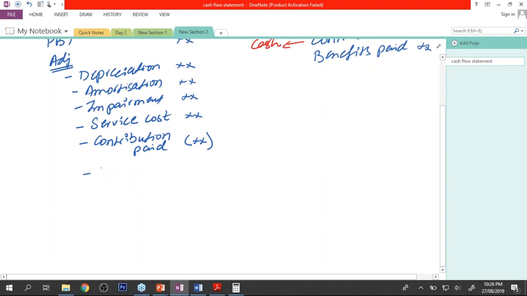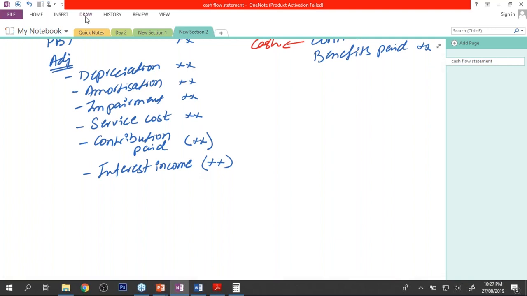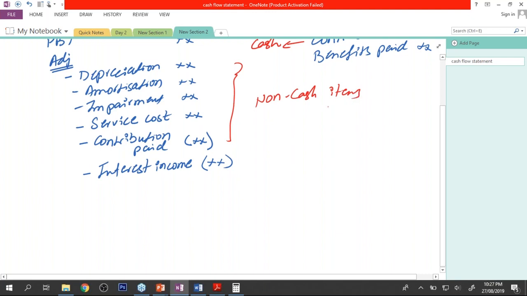Similarly, interest income or a dividend income would obviously be in the cash form. But the problem is that we want cash flow from the operating activities, and earning the interest is not an operating activity for the company. So we should remove this from the profit and loss so that we can come to the cash flow from operating activities. So all these values were the examples of non-cash items. And now I'm going to give you some examples of non-operating items.